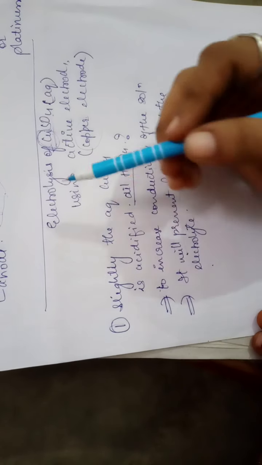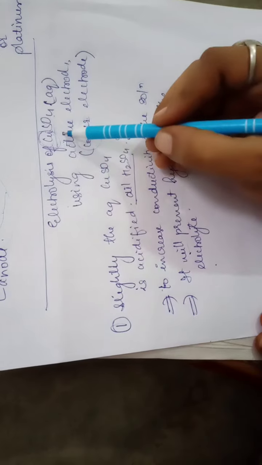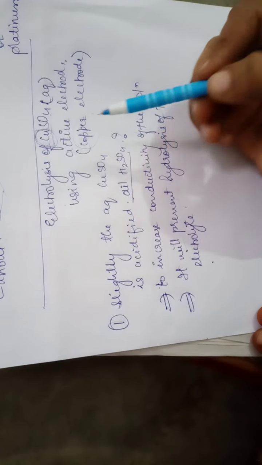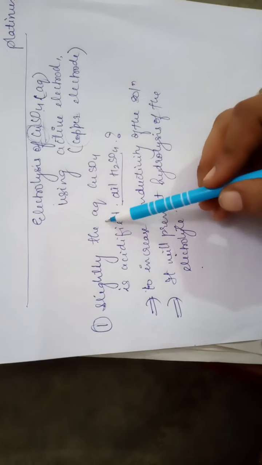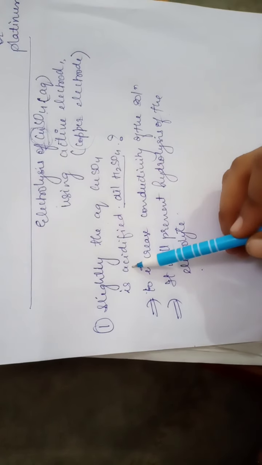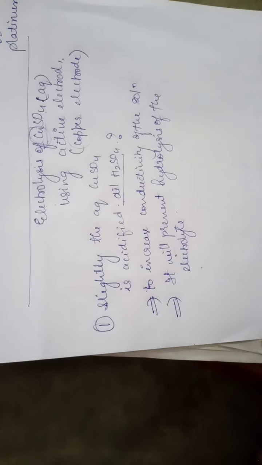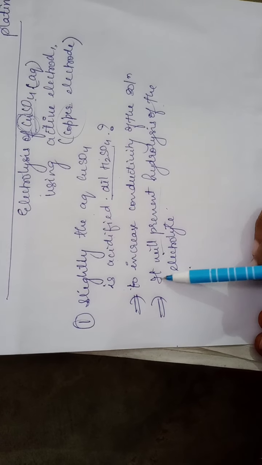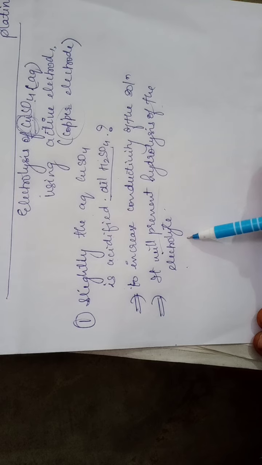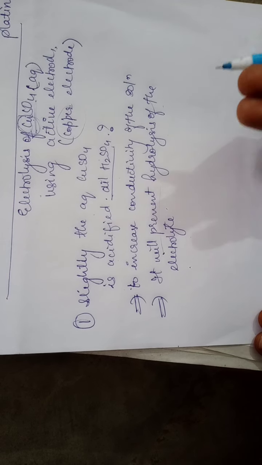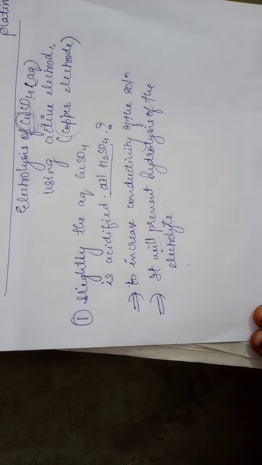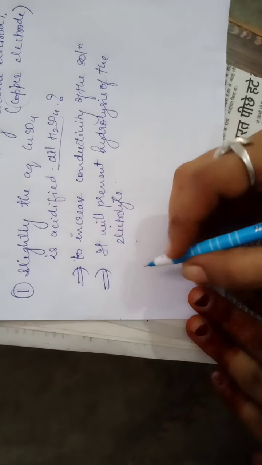Are you getting? The first thing in the electrolysis of copper sulfate aqueous solution using copper as an active electrode is that the aqueous copper sulfate is slightly acidified with dilute H2SO4 to increase the conductivity of the solution, and it will prevent the hydrolysis of the electrolyte. That means the cation should not react with water. Okay. Now in this case, what is the product?